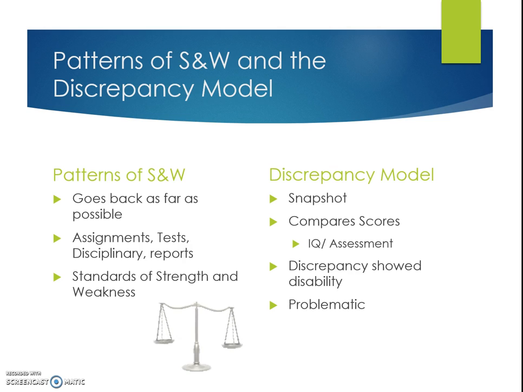Patterns of strengths and weaknesses, and the discrepancy model. Patterns of strengths and weaknesses go as far back as possible and gather as much data as the teacher can possibly gather. This can include assignments, tests, disciplinaries, and oral and written reports from past teachers or school administrators. A pattern of strengths and weaknesses has certain standards, which are decided from district to district.